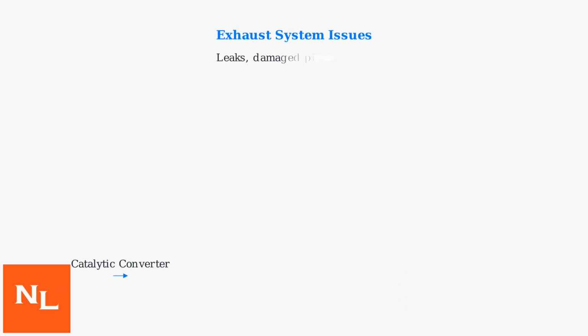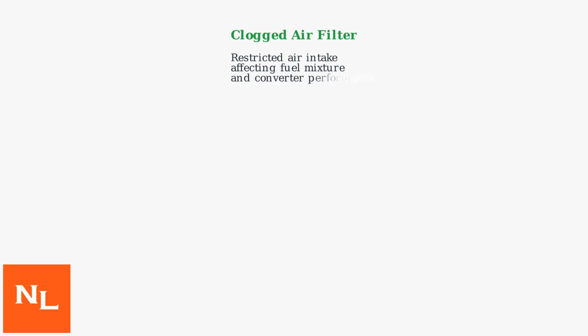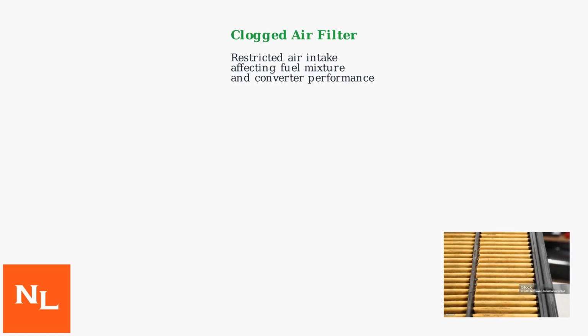Exhaust system problems can also cause P0420. Leaks in pipes, damaged components, or clogs prevent proper gas flow through the catalytic converter, reducing its ability to convert emissions efficiently. Even a clogged air filter can contribute to P0420. A dirty filter restricts air intake, leading to improper fuel mixtures that can cause the catalytic converter to work harder or overheat, reducing its efficiency.